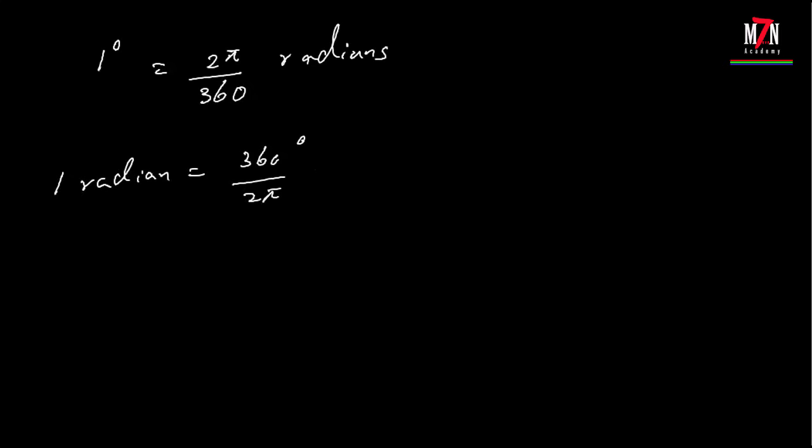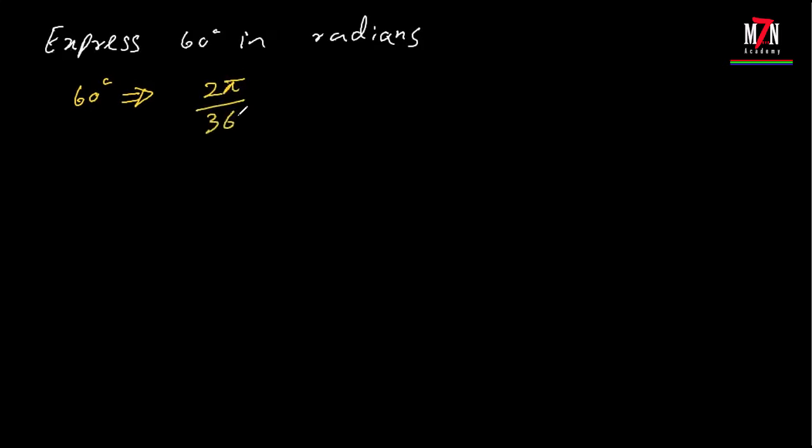Okay, let's have some examples. Express 60 degrees in radians. What we have to do is multiply 60 degrees by 2 pi over 360. Then we can cancel like this, and you have pi over 3 in radians.